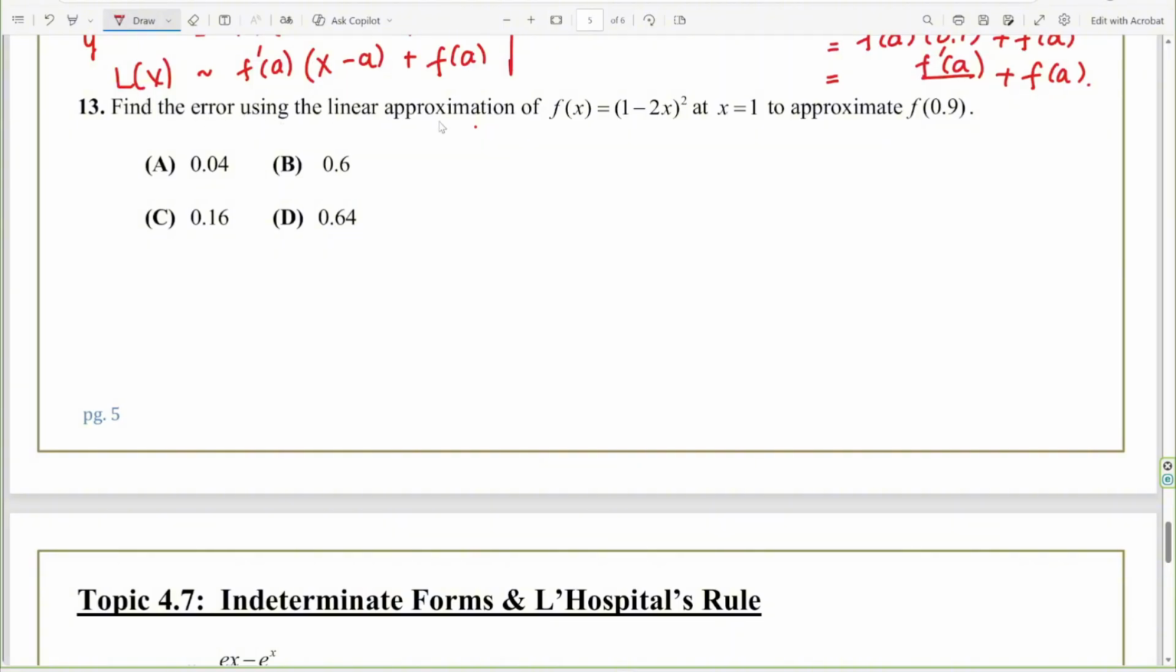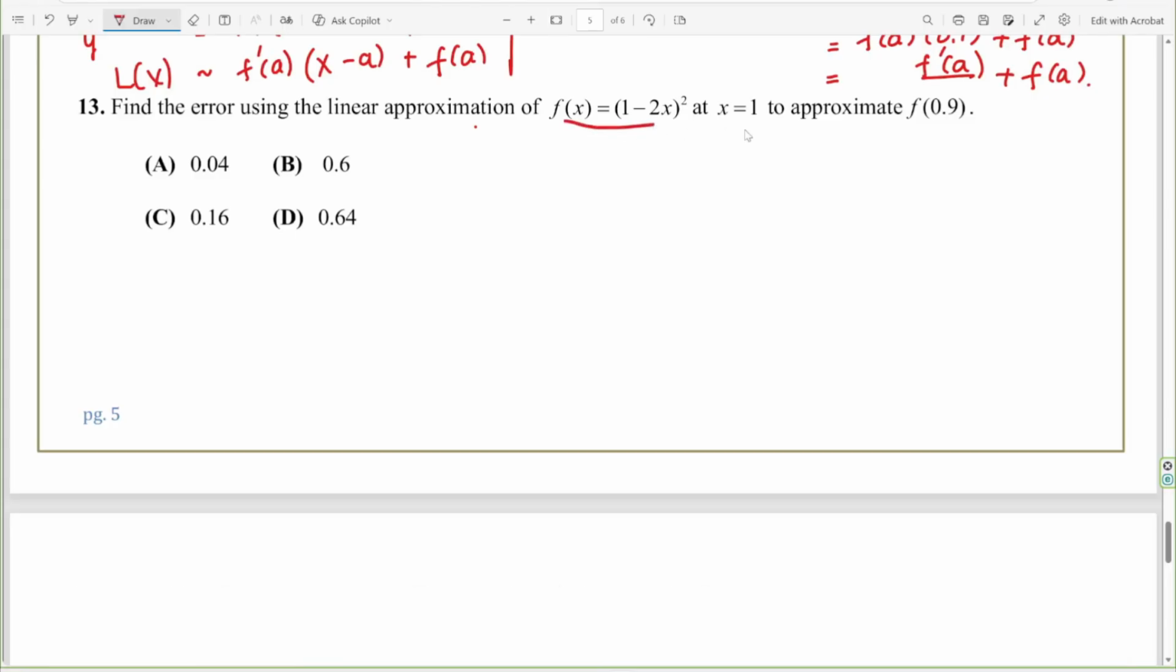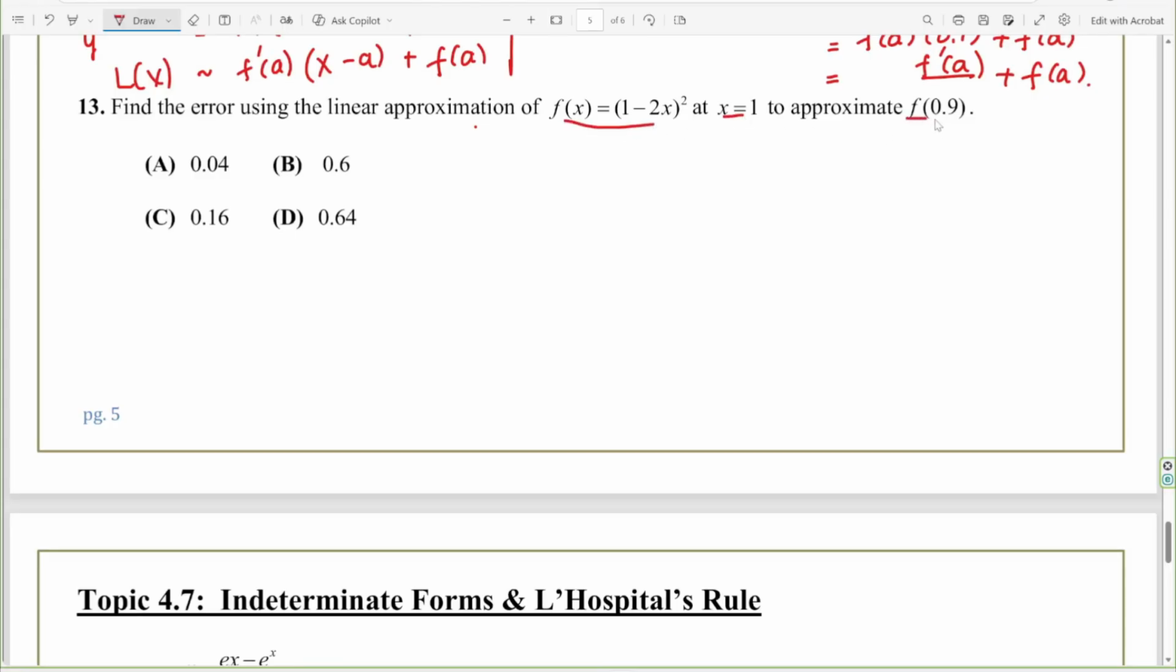Find the error using the linear approximation of L of x at x equals 1 to approximate this one, right? So first we need to find the equation of the tangent line, right? So we have f prime of x equals 2 times 1 minus 2x times negative 2, right? So we have negative 4 times 1 minus 2x, right? So we have f prime of 1, right? Because the equation of the tangent line is at this point. So it would be negative 4 times negative 1, so the answer is 4, right?